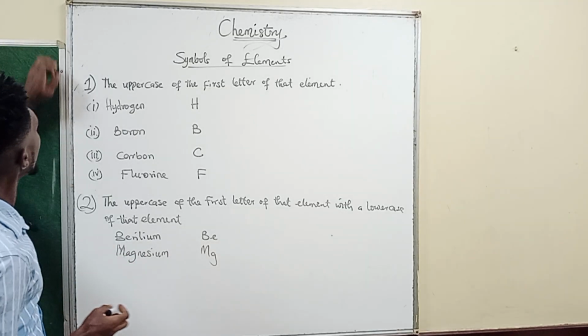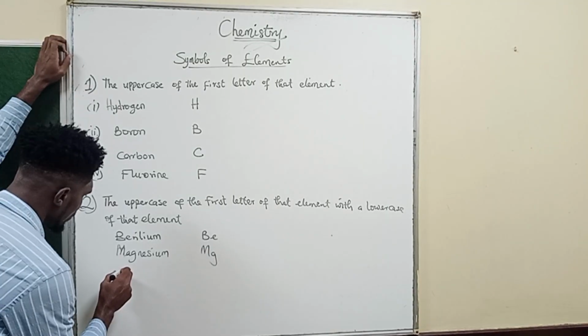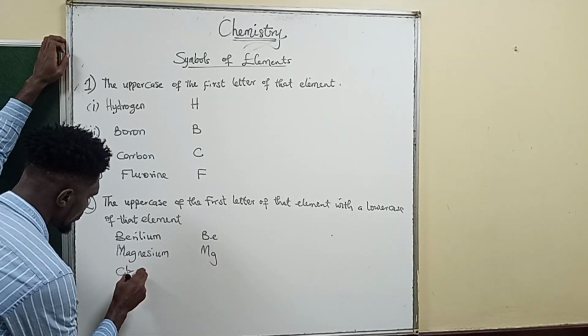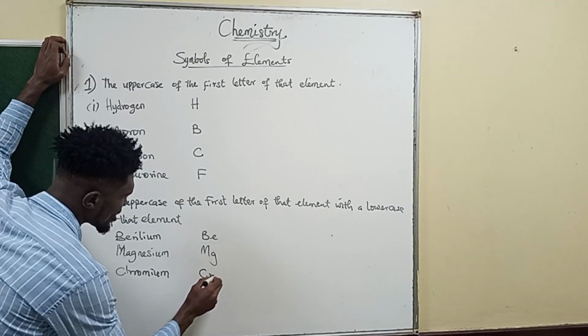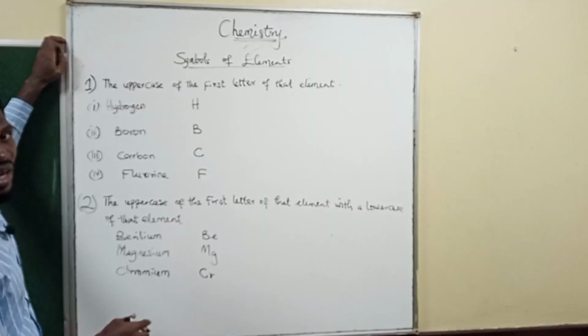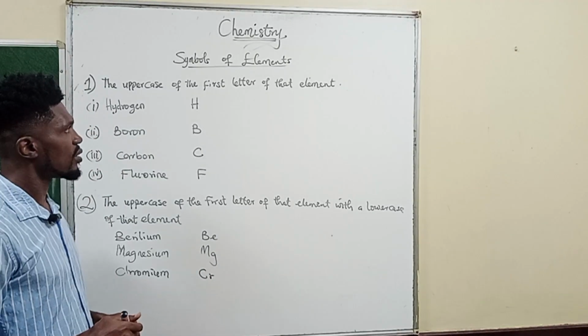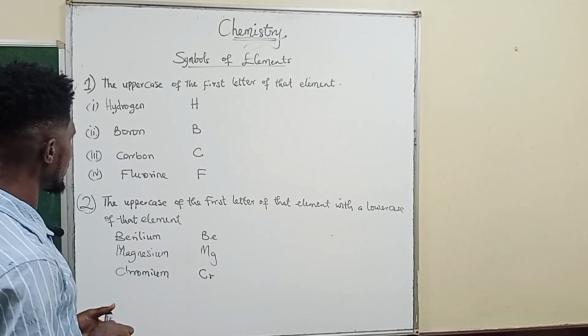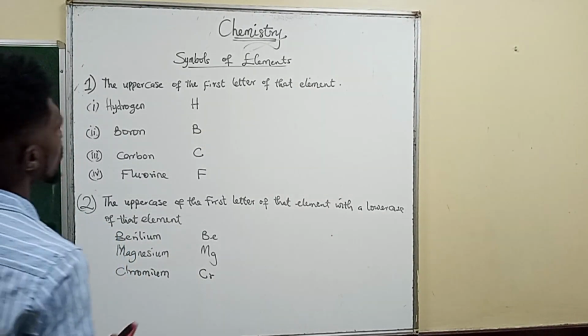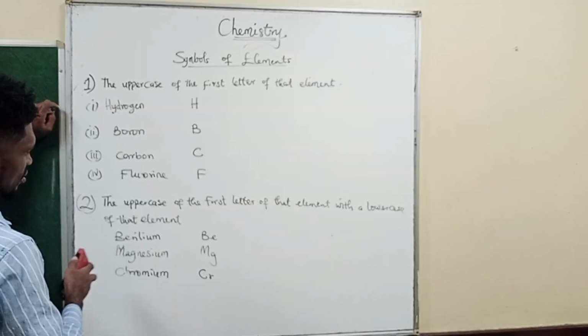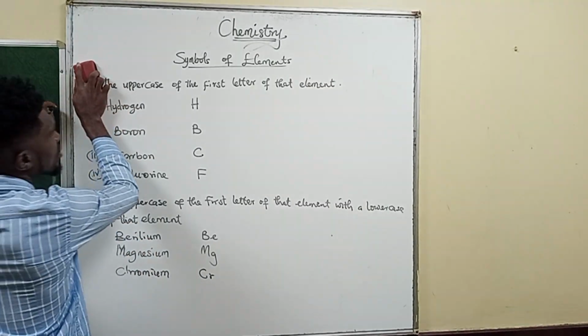Okay. I can also give another one again. Chromium will come with what? Cr, capital letter C and small letter R. Now, another way again it can be written, I think I have to clean these ones.